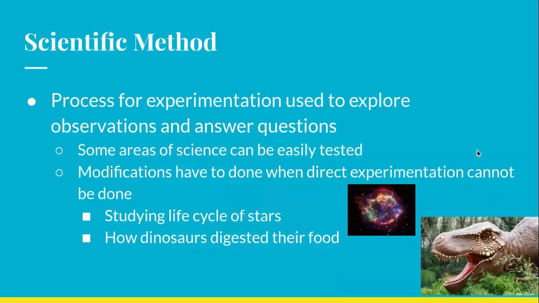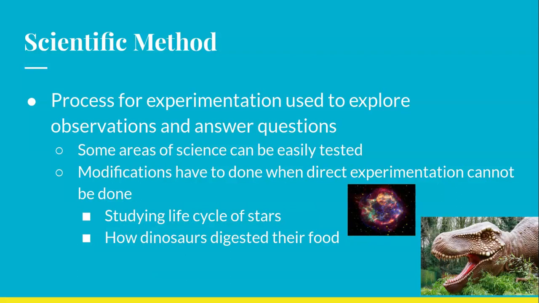Basically, scientific method is how scientists explore the world through observations and answering questions. Now, not all areas of science can do this easily. So if I were in astronomy, I can't study the life cycle of a star in a lab. I can't do that directly. I have to do other innovative type experiments to indirectly study that. I can't study how dinosaurs digested their food going through this scientific method because dinosaurs aren't in existence anymore.